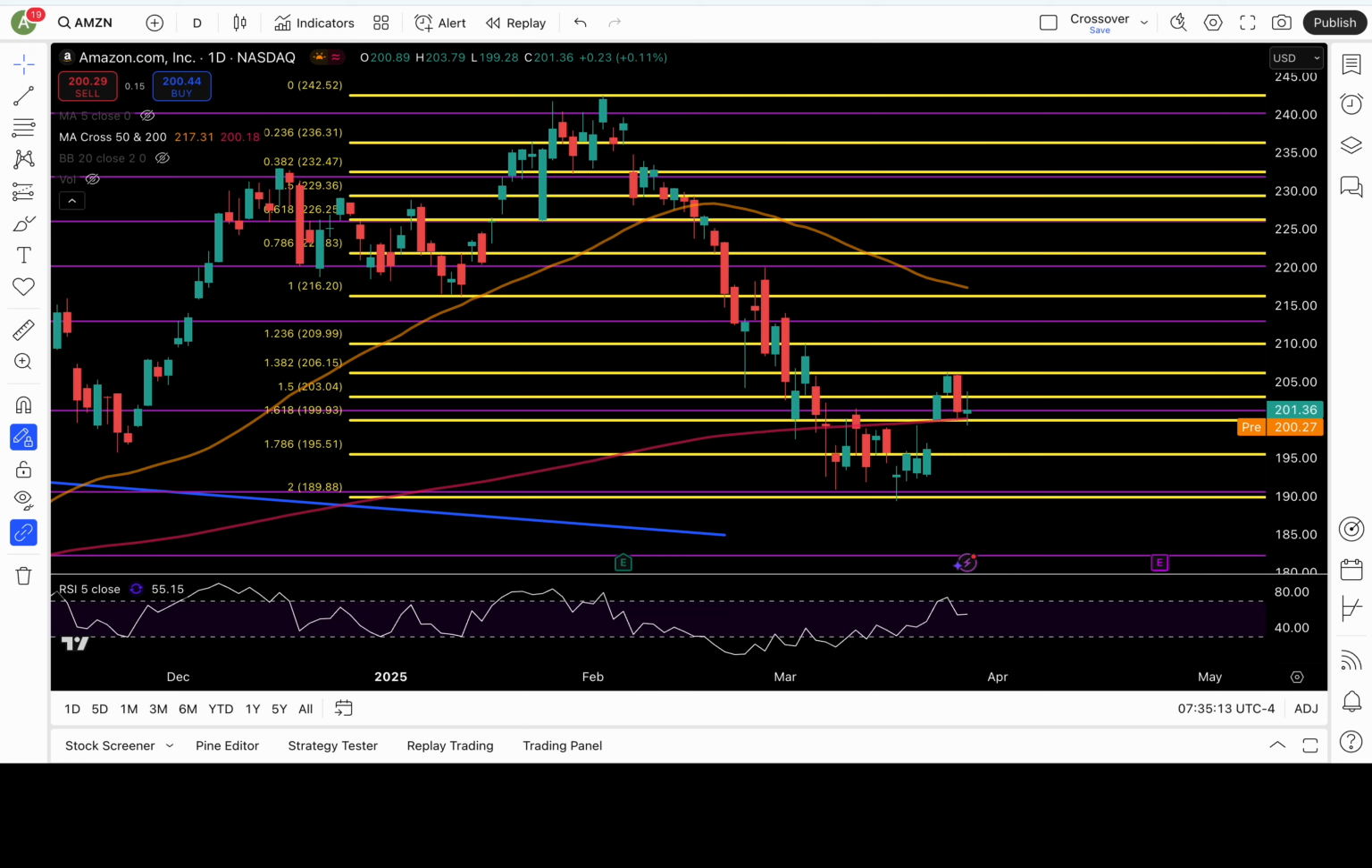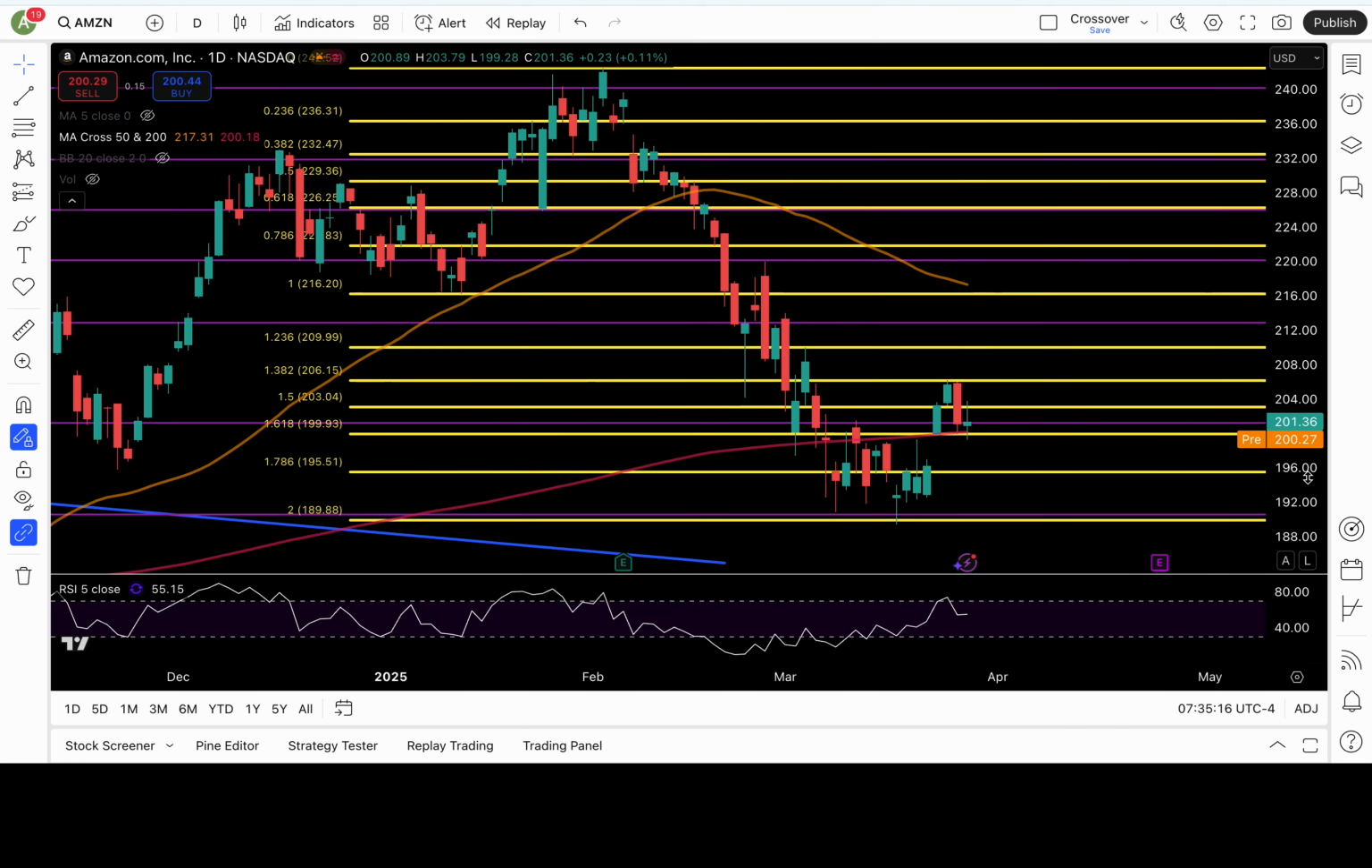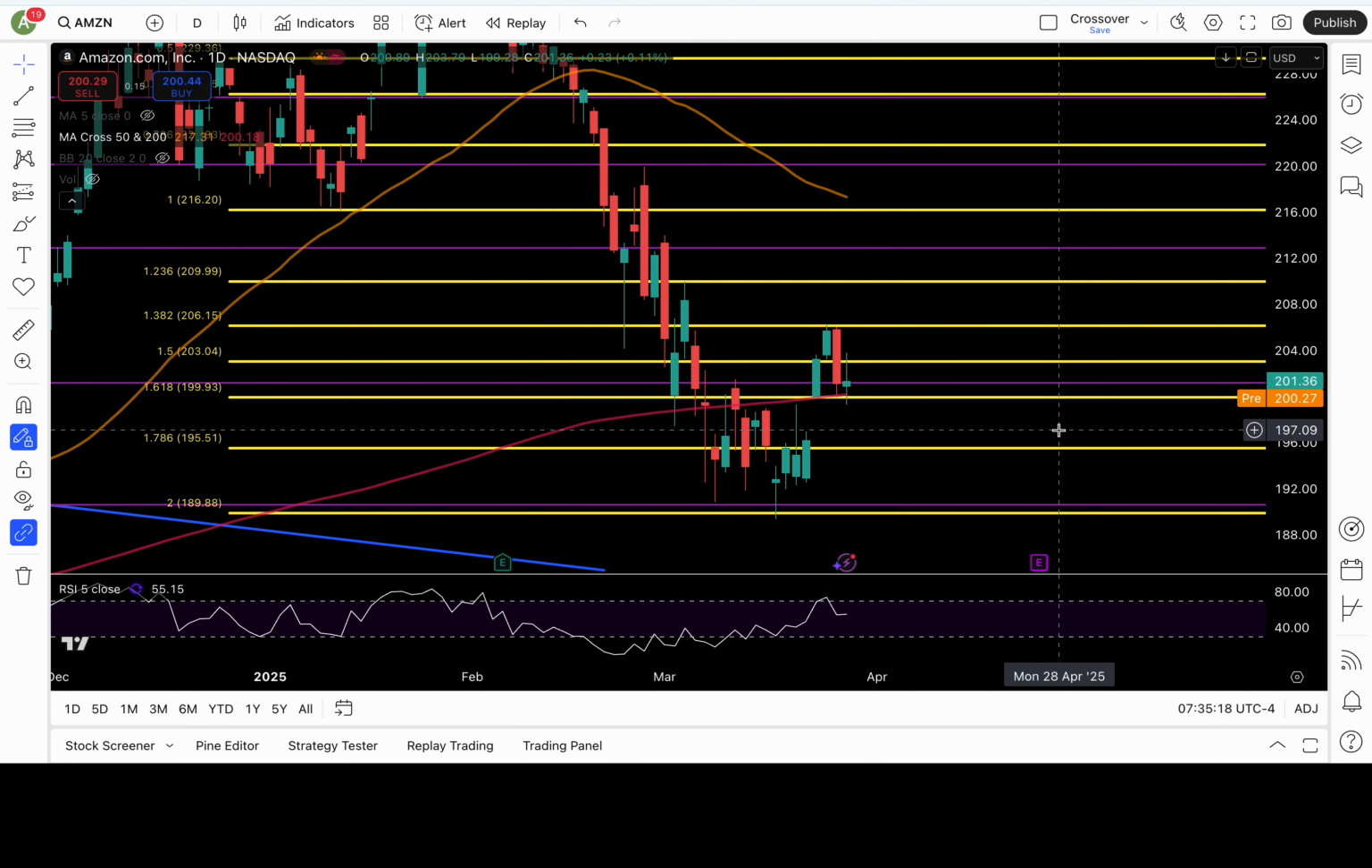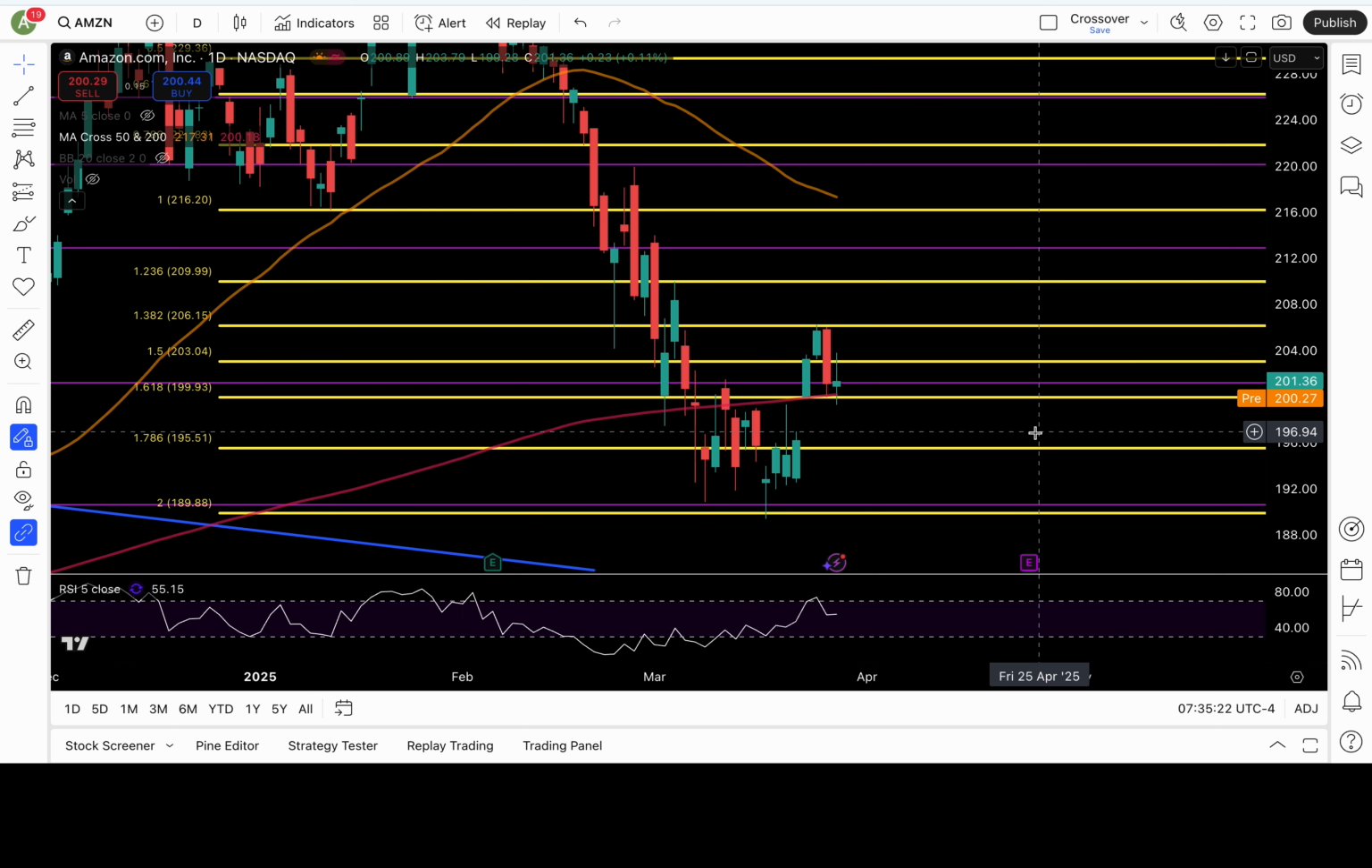Here is Amazon. Amazon is still lingering around the 200 daily moving average. I see some buying pressure, but it needs to be strong enough to start clearing resistance levels. For me, that is 201.5, 203, and 206. I would definitely get bullish if 201.5, 203, and 206 can clear as resistance.